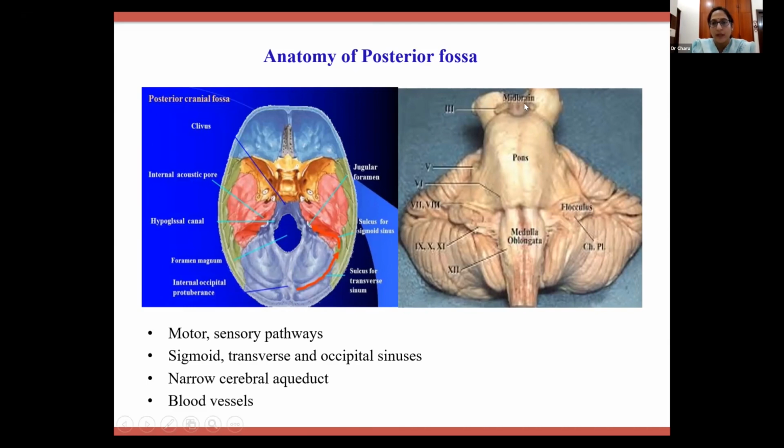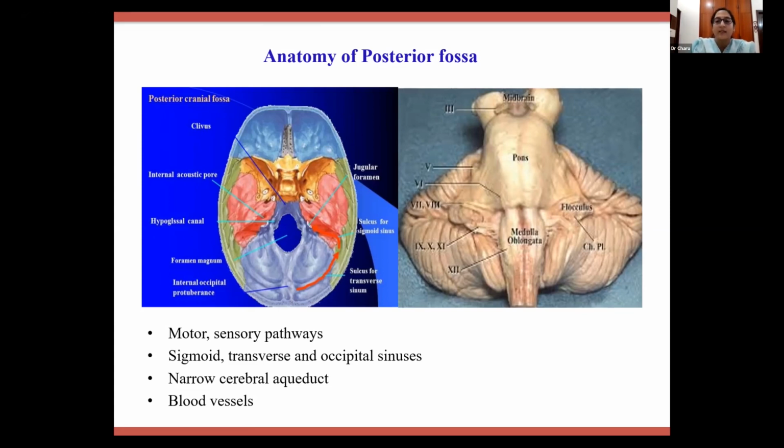It contains the midbrain, pons, medulla oblongata, the cranial nerves 3rd to 12th, the various sigmoid, transverse, and occipital venous sinuses, the ventricular system comprising the narrow cerebral aqueduct and the 4th ventricle, as well as the major blood vessels. It also contains the reticular activating system, which is responsible for our consciousness.